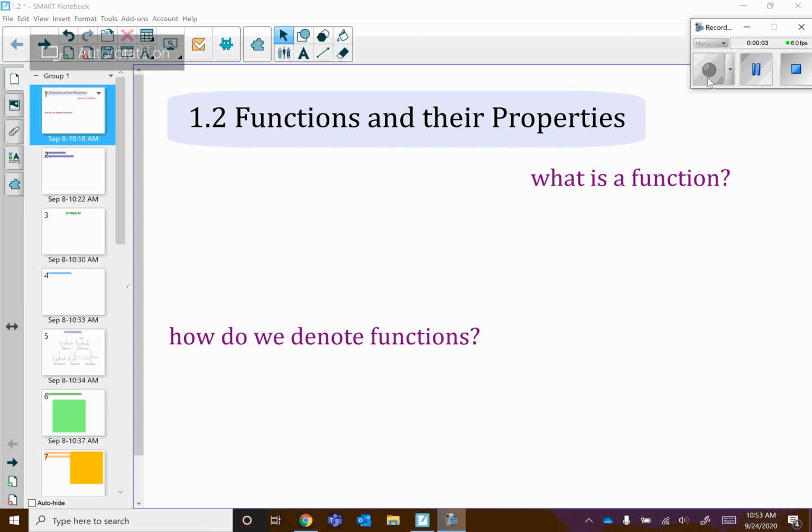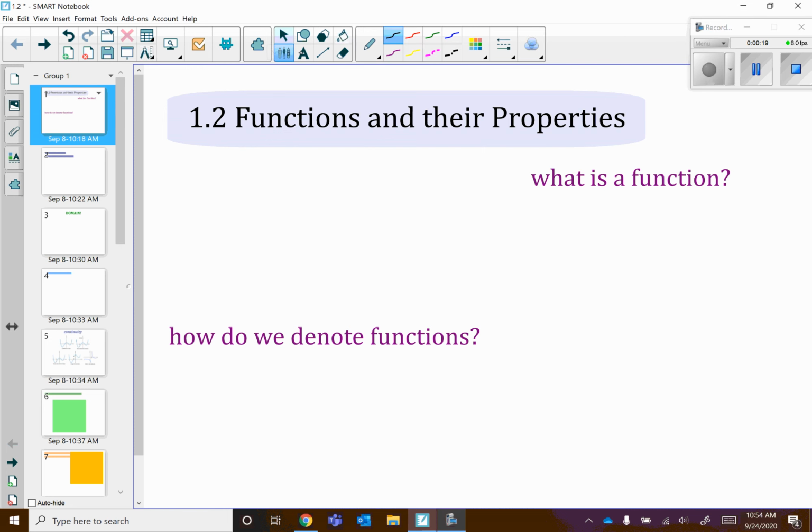Honors Trig Pre-Calc. We're going to do section 1.2 today, functions and their properties. I'm going to preface this by saying this video might be a little longer than the last ones, but I think you'll be okay. So we're going to start by asking the question, what is a function?